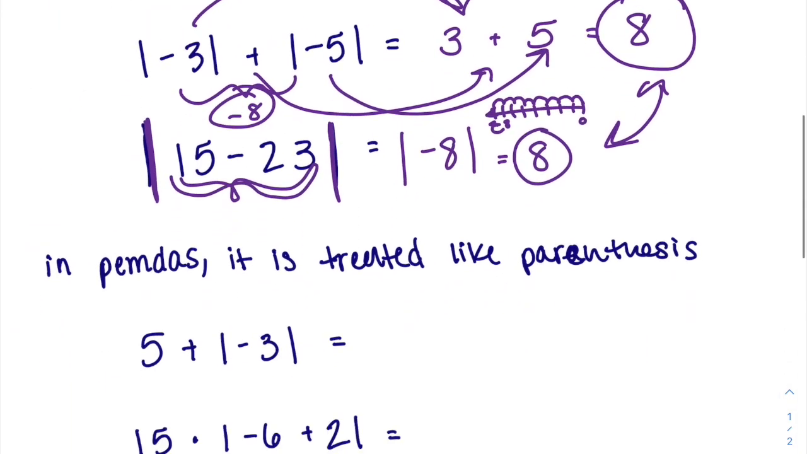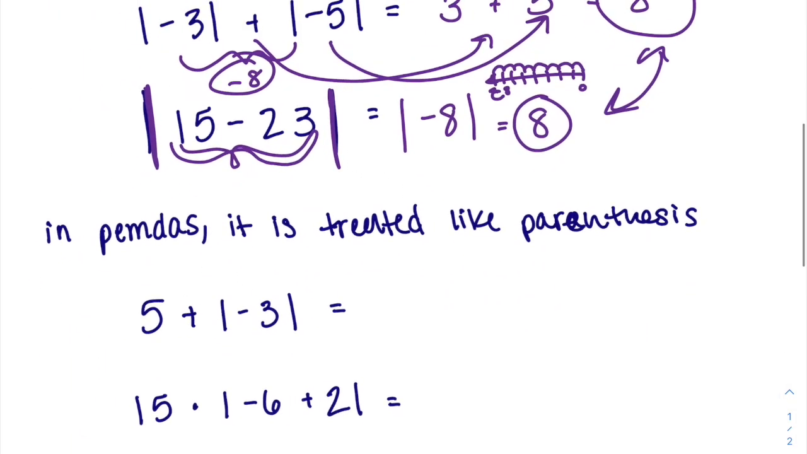So in PEMDAS, it is treated like parentheses. So it is one of the very first things that we deal with. So if we're thinking about order of operations, PEMDAS, the very first thing is we deal with parentheses or we deal with absolute value if it exists within the problem before doing any of the other operations.